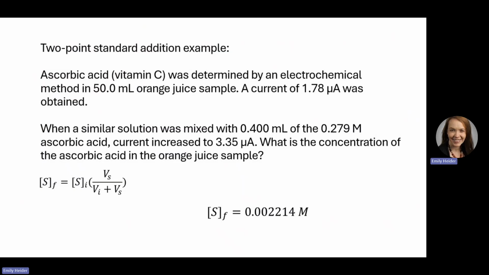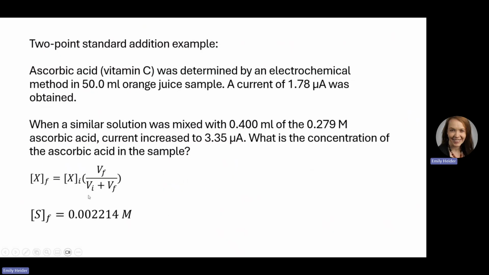So let's just tackle this one step at a time. The first step is to find out what the standard concentration is in the orange juice after we mix the standard with it. So we're going to use this concentration. The final concentration of the ascorbic acid is equal to the initial concentration of the ascorbic acid in the standard times the dilution factor. So what's the dilution factor? We put 0.4 milliliters of our standard into the 50 milliliters of orange juice. And so now the total volume is going to be 50 plus 0.4. So after dilution, our standard concentration, S sub F, is calculated here.